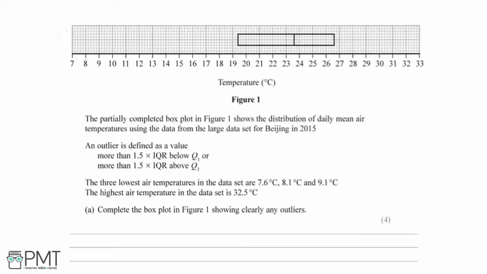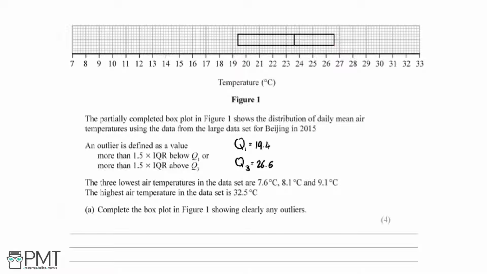So what I think would be useful to get is the lower quartile and the upper quartile. And we can get that data from Figure 1, because this line here is the upper quartile. If I extend that line down here, we can see that's at 26.6. And we're going to do the same for the lower quartile. So that's going to be at 19.4.